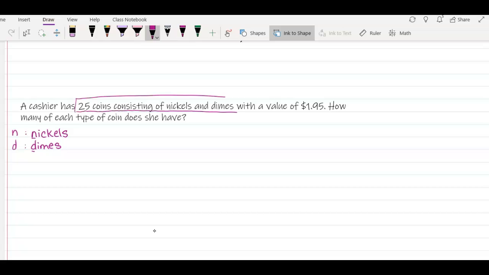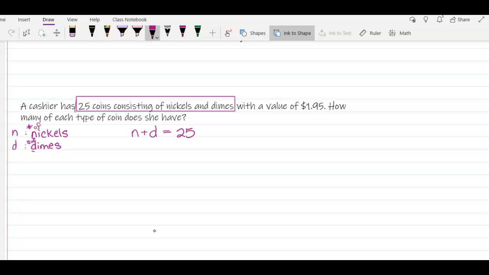A cashier has 25 coins consisting of nickels and dimes. What does that mean? That means if I take the number of nickels, which I don't know how many there are, by the way, and add them to the number of dimes, I would get 25.